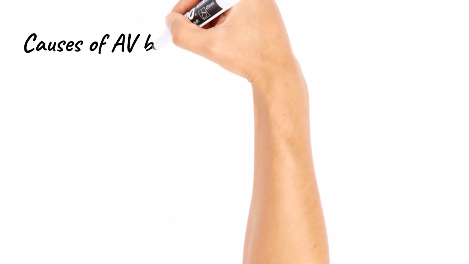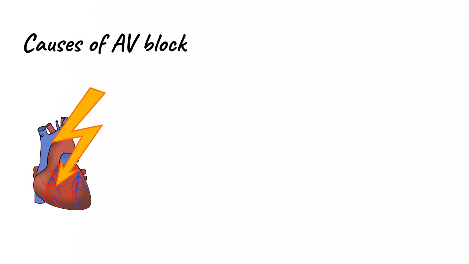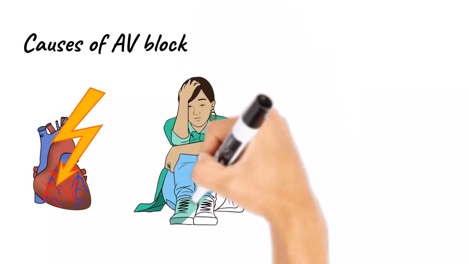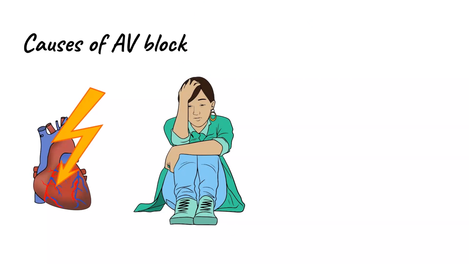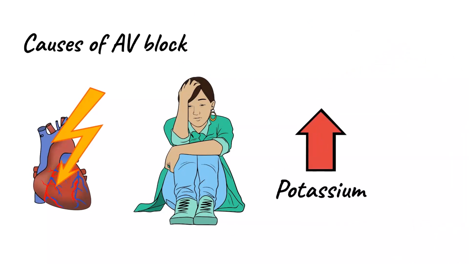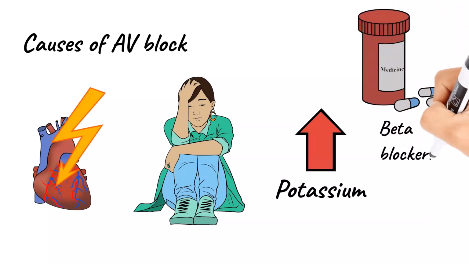Some of the causes of AV block are coronary artery disease, illnesses such as rheumatic fever, lupus, and Lyme disease, electrolyte imbalance such as too much potassium, medication for high blood pressure, specifically beta blockers.